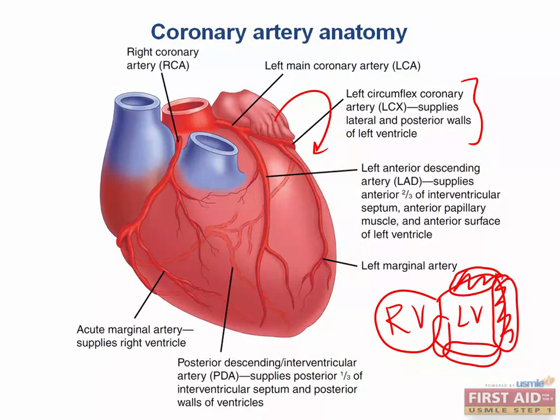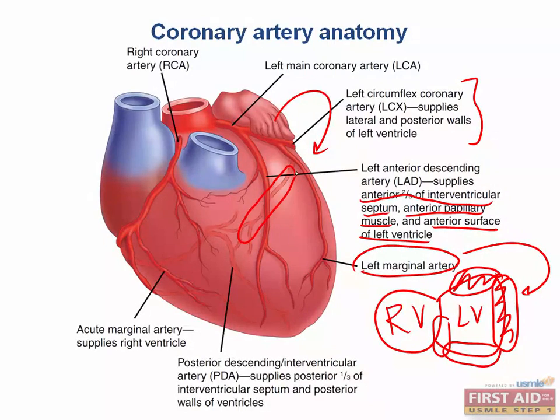So let's summarize quickly. LAD supplies the anterior 2/3 of the interventricular septum, the anterior papillary muscle, and the anterior surface of the left ventricle. The left circumflex supplies the lateral and posterior wall of the ventricle because it gives off a large left marginal branch that supplies the left margin or left lateral wall of the left ventricle, and the posterior wall of the left ventricle is supplied by this segment of the left circumflex that is winding around posteriorly.